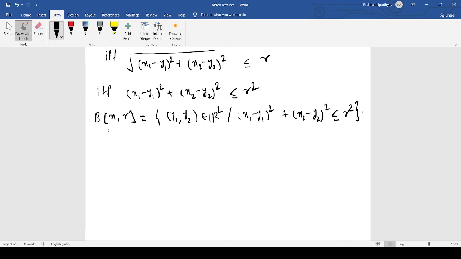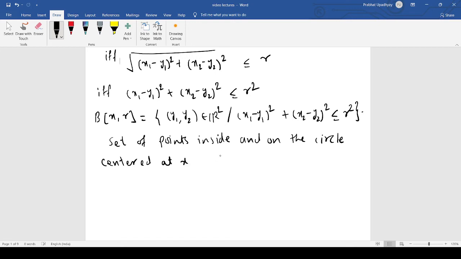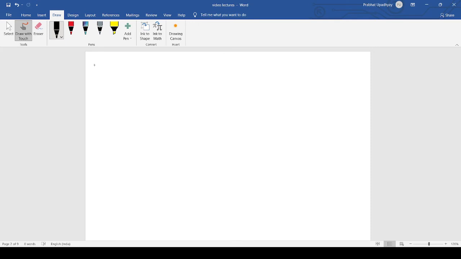Geometrically, it represents the set of points inside and on the circle centered at x and of radius r. Now let's try to find the closed unit ball in R2 with respect to three different metrics.